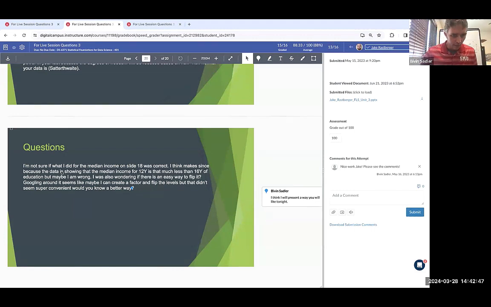His was, I'm not sure if what I did for the median income on slide 18 was correct. I think it makes sense because the data is showing that the median income for 12Y is much less. This was that one we're talking about where it's a multiplicative decrease instead of an arithmetic decrease. So, I've got live session to explain that. So I could put it here. I can just say, hey, we'll address this in live session, just saying, I hear you.